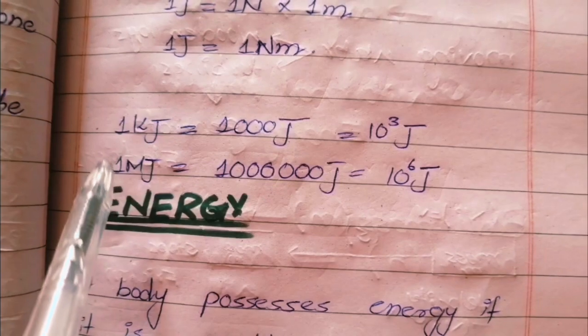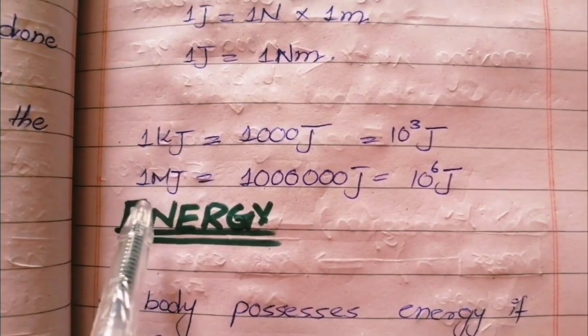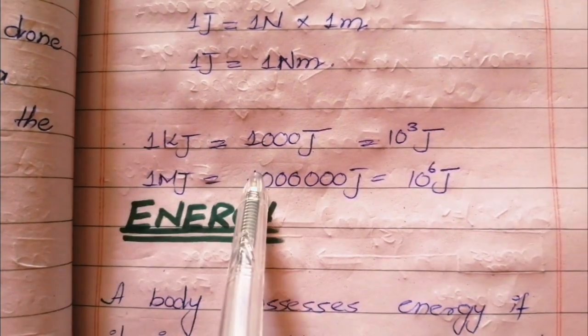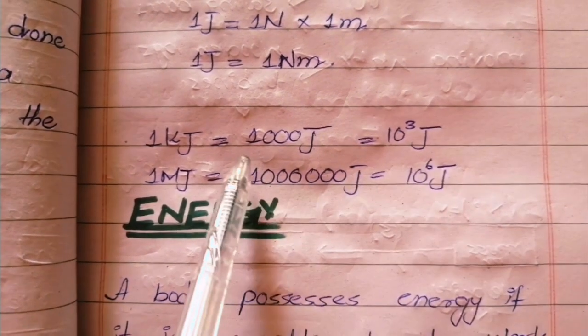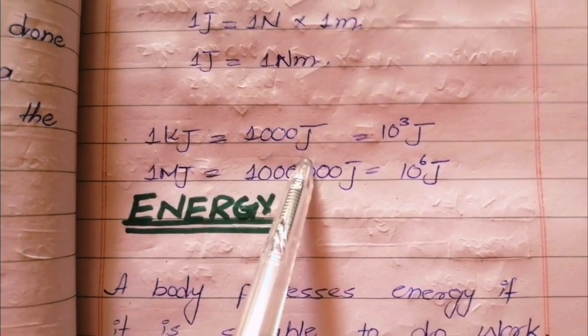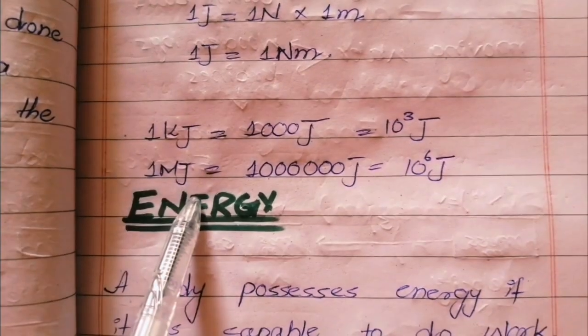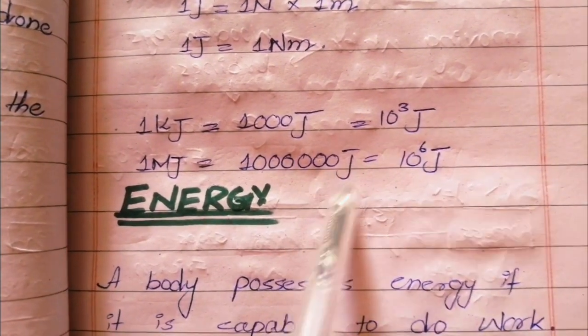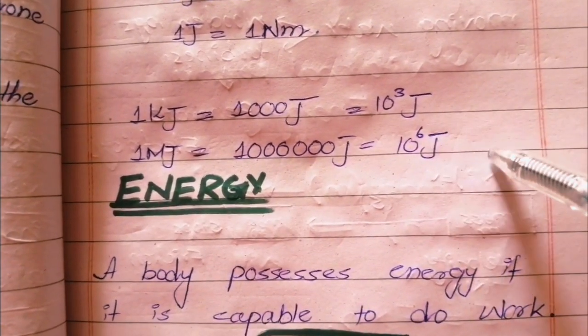There are two other units of joule, kilojoule and megajoule. Kilojoule, 10 raised to power 3 joule, is equal to 1000 joule. Megajoule, 10 lakh joule, is equal to 10 raised to power 6 joule.